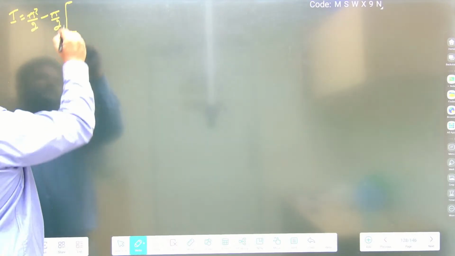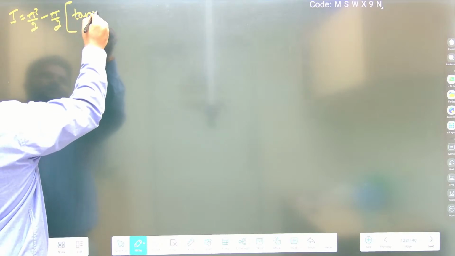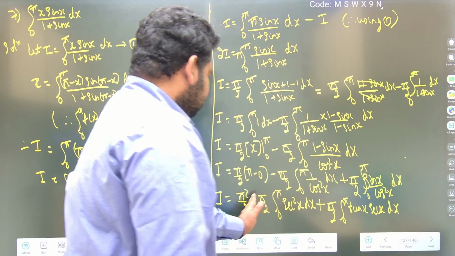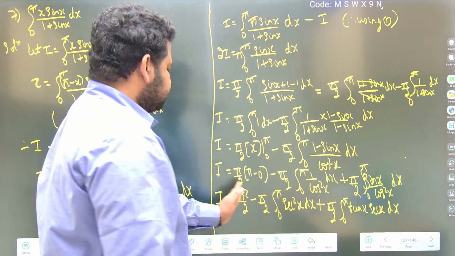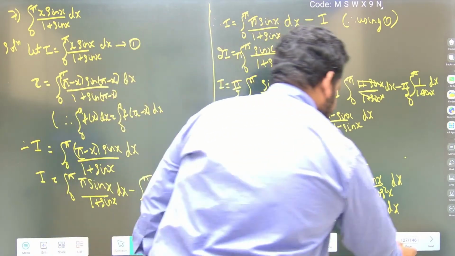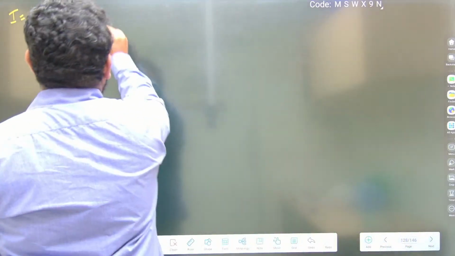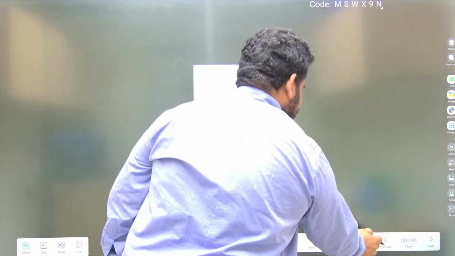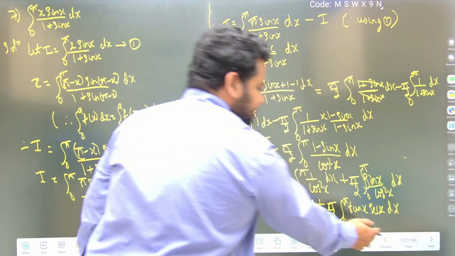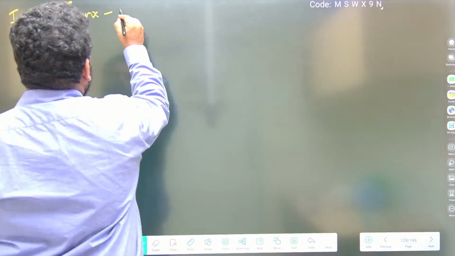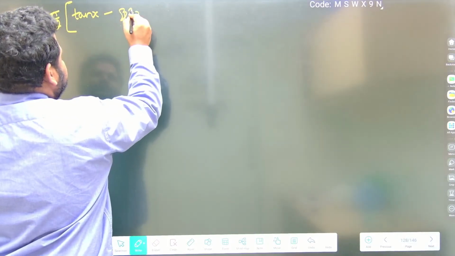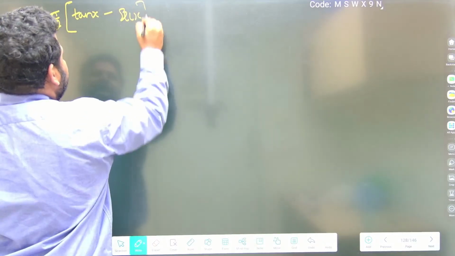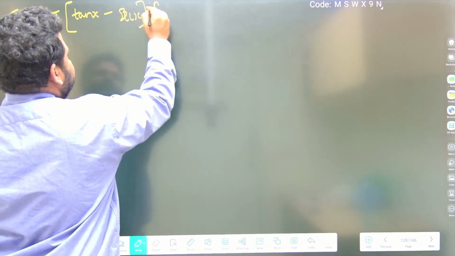Integral of secant square x is tan x. If I take pi by 2 outside, here it will be minus again. Minus integral of secant x tan x. See here, integral of secant x tan x is secant x. This will be secant x, not secant square x. And limits are 0 to pi.